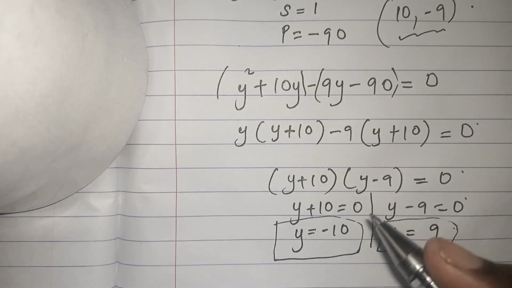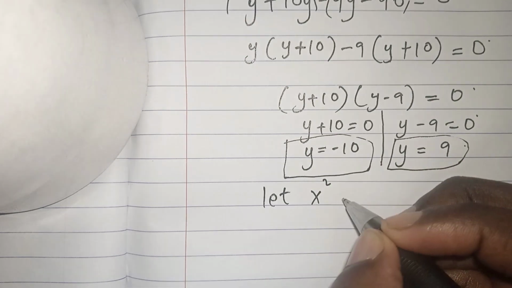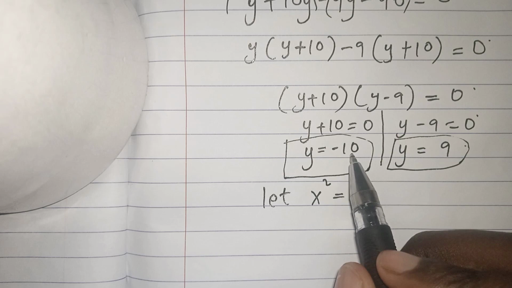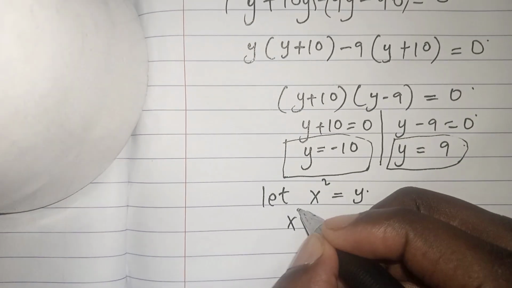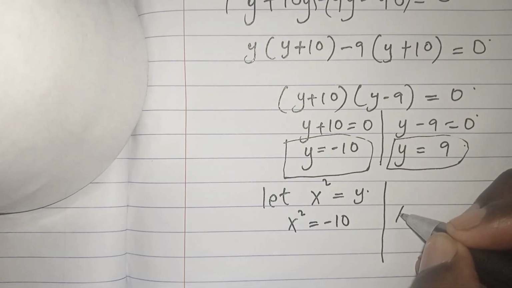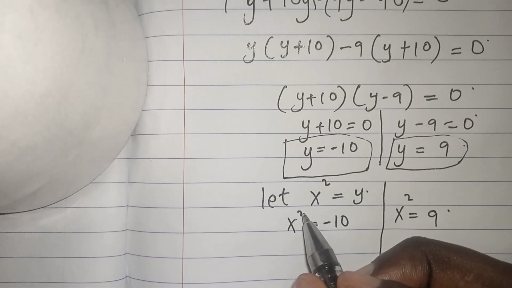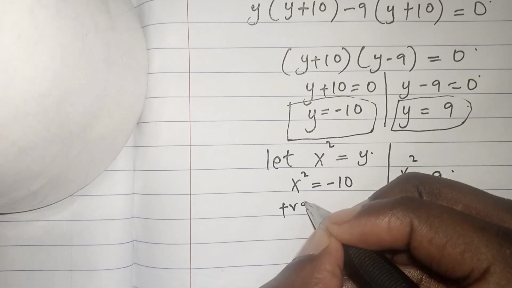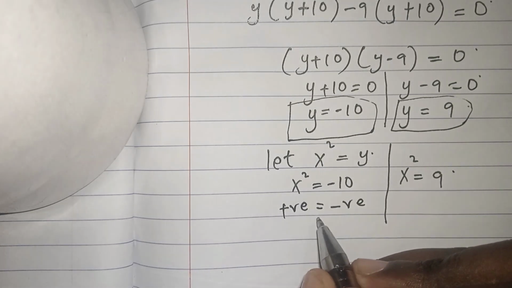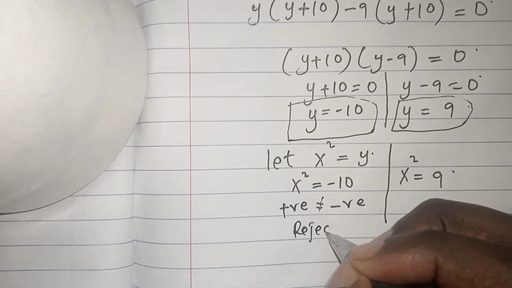So earlier on we had said let x squared be equal to y, and we have y as negative 10 and 9. So x squared is equal to negative 10, or x squared is equal to 9. So x squared, this should give us positive, is equal to negative 10. So this is negative. So positive cannot be equal to negative. So we shall reject this. So this is a false statement.